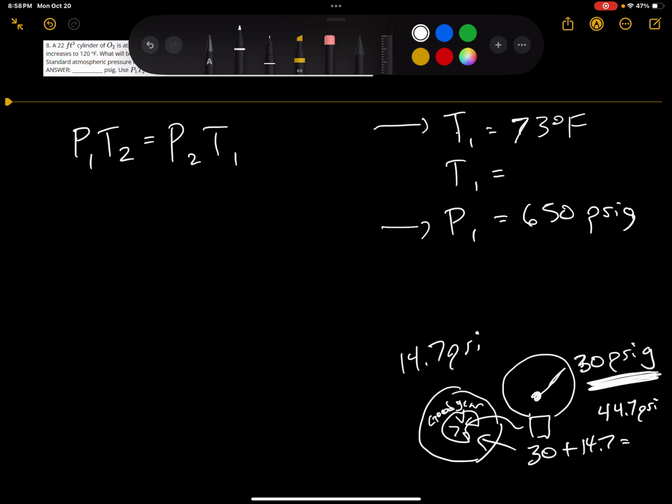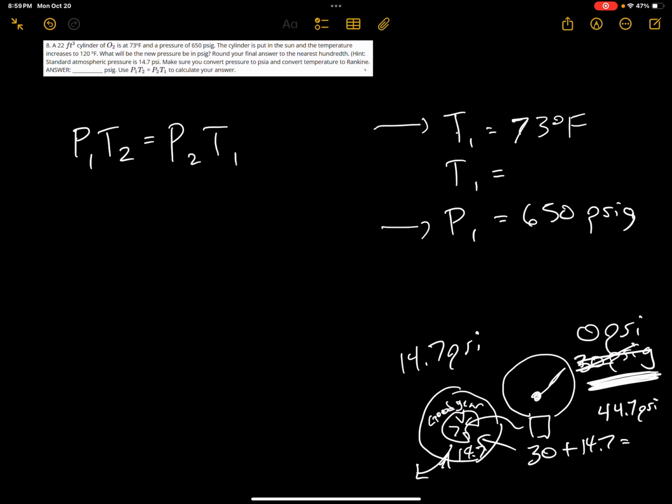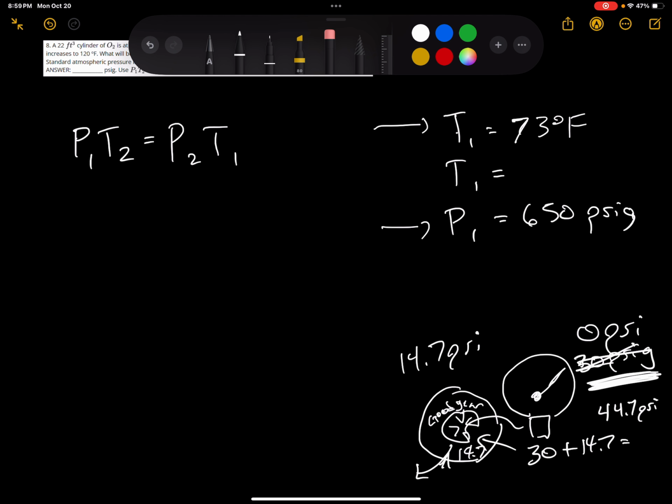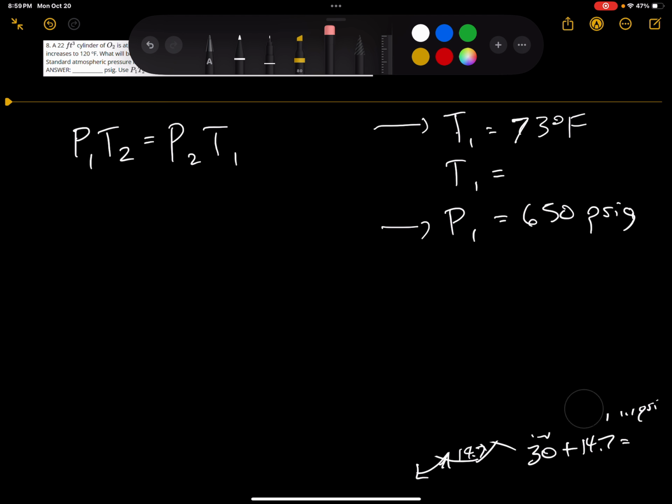If I flatten this tire, I put a nail in this tire, and all the air left, there would be 14.7 psi inside this tire, 14.7 psi outside the tire, and this gauge would read 0 psi because there's no difference between these two. All right, perfect. So we just have to remember, deal with absolutes when we're doing these gas laws. That's where you're going to make a mistake.